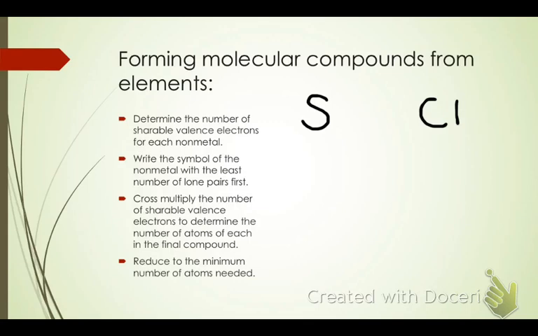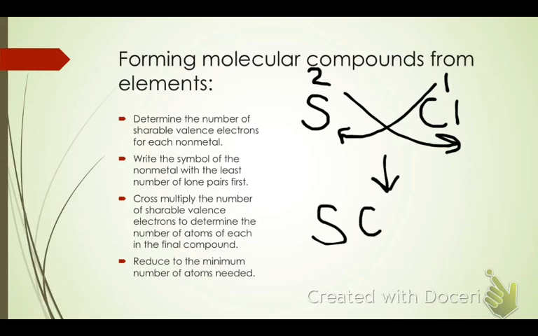So we would write the number 2 above to indicate that it has 2 valence electrons that it's willing to share. Chlorine, on the other hand, has 7 valence electrons on its own, and so it only needs 1 more, and so it has 1 valence electron that is willing to share. By sharing, both of these will get to their 8 valence electrons. And so what we can do is cross-multiply this to get the number of atoms of each that's needed. And so this becomes SCl2.